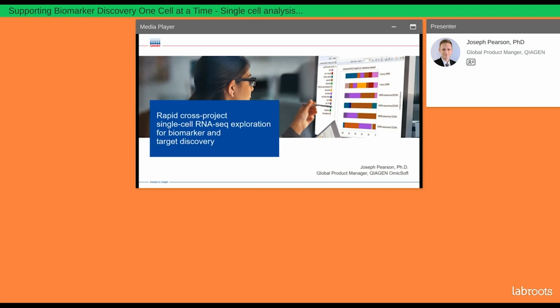Today's topic is about single-cell data in the context of biomarker discovery and target identification. Today, you'll learn about the importance of expert curation and how to explore cell resolution data to visualize within and across data sets in the context of your biomarker and target discovery questions and experiments.